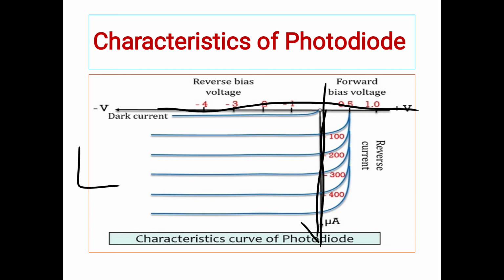If the photodiode is connected in the reverse bias condition, then the current that will be generated will be in the range of microamperes, and if the diode is connected in the forward bias, then the range of the current will be in milliamperes. So you need to take care of these things. So this is the basic characteristic of the photodiode.